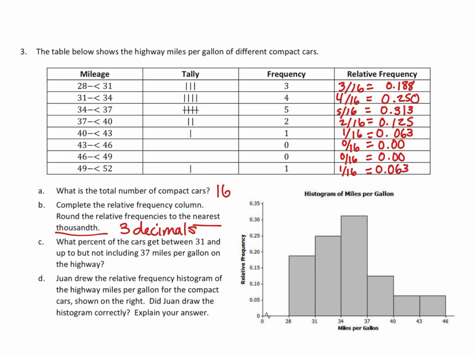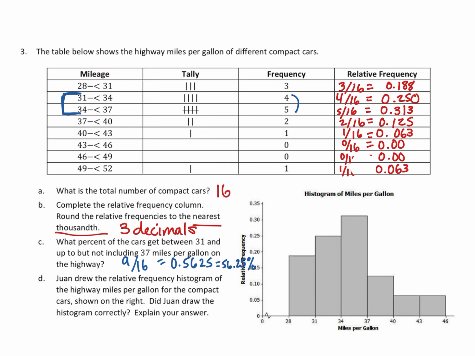C asks what percent of the cars get between 31 and up to 37. So from 31 through 37. There are 9 total cars that get between 31 and 37 out of the 16 cars in all. So 9 divided by 16 is 0.5625. If we want it as a percent, we move that decimal 2 spots, which turns us into 56.25%.